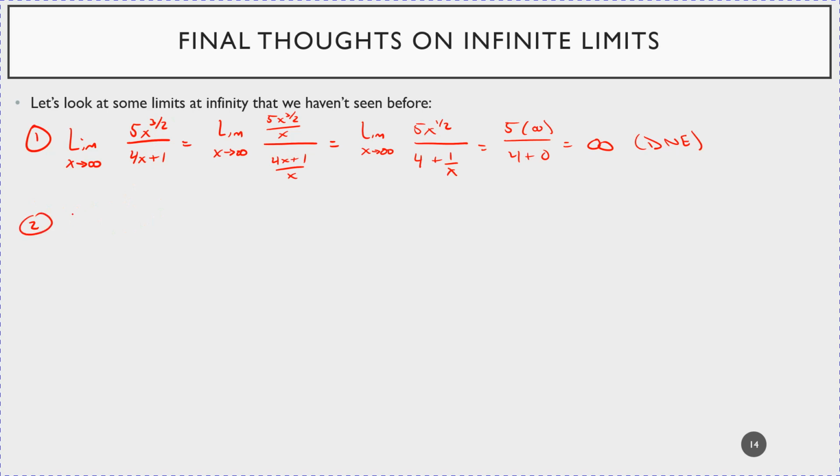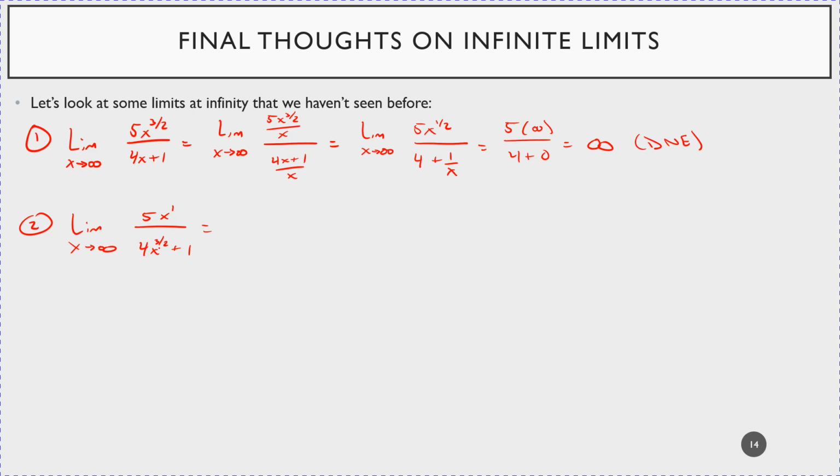Let's try this one. Limit as x goes to infinity of, let's look at 5x, I'll switch it up, 5x divided by 4x to the 3/2 plus 1. Well, look, you could divide everything by x to the 3/2, and when you do, you'll see you're just going to get 5 divided by x to the 1/2 here. But you could just use that procedure I've been talking about.